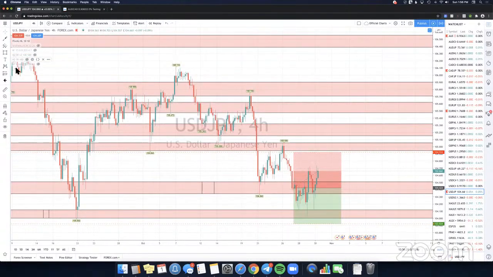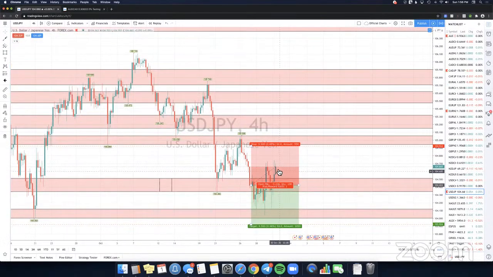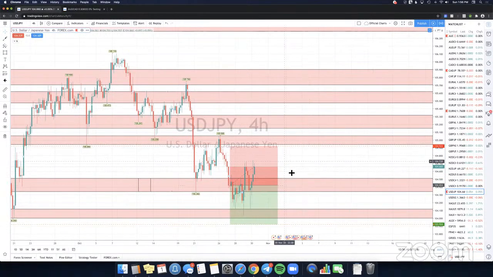I'm going to hide the SR indicator. Price is currently right here right now. The upper zone from here is going to be 104.944. And this lower zone down here is going to be 104.512. So those are the two zones nearest to price currently.